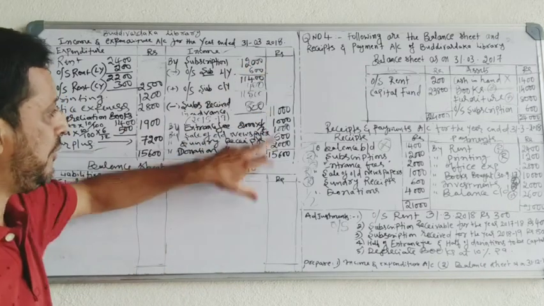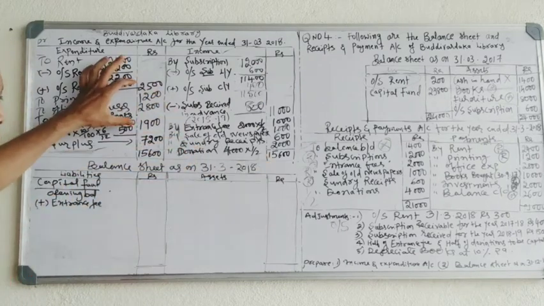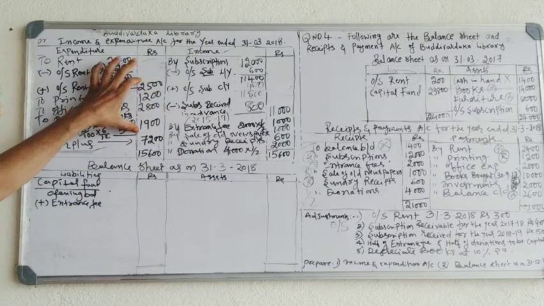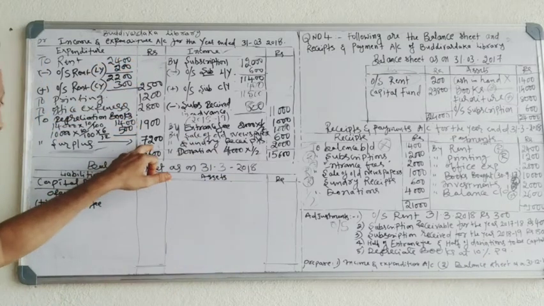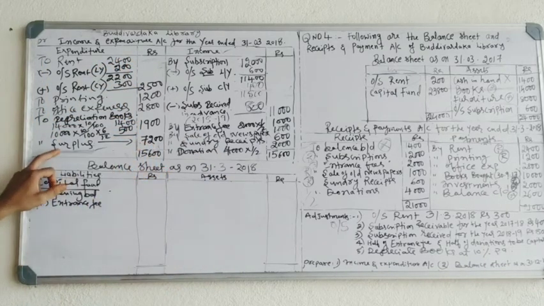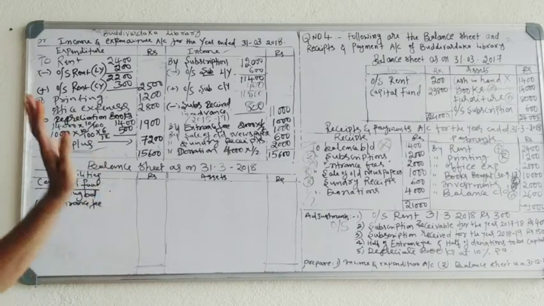Income is 15,600 and the expenditure is 8,400. Excess of income over expenditure is 7,200. That excess is called a surplus in the income and expenditure account. Now we go to the balance sheet.